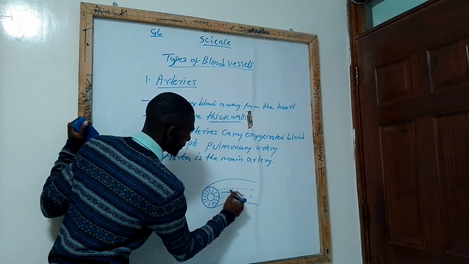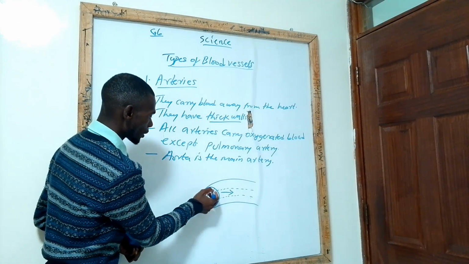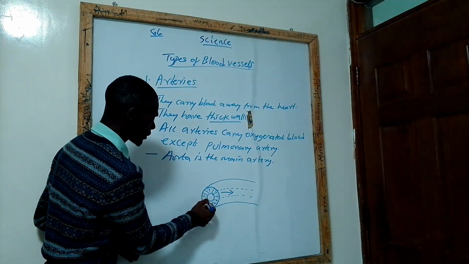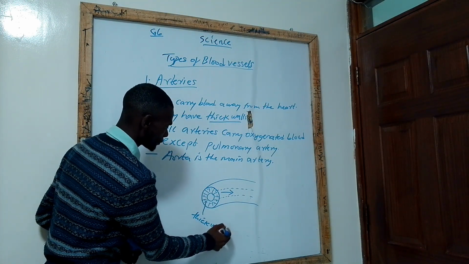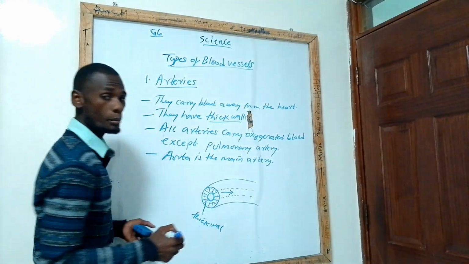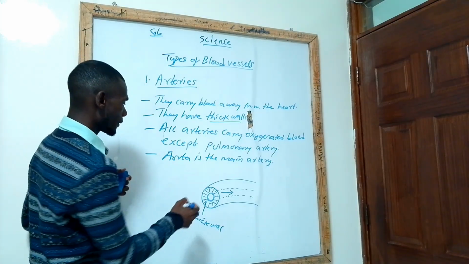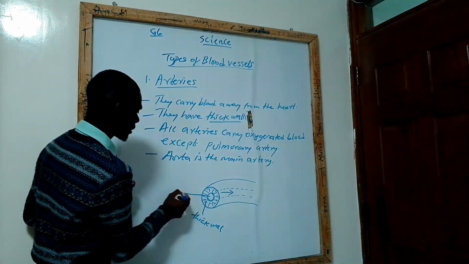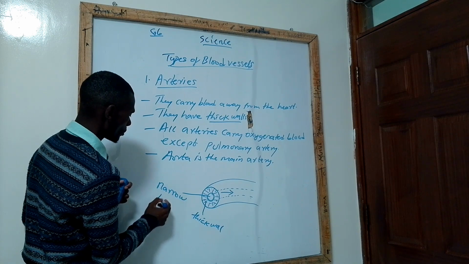So that is where the blood flows. It has a thick wall. This is the thick wall, this part here. Then this small hole here is called the lumen. So we say arteries have what we call a narrow lumen. Narrow lumen.